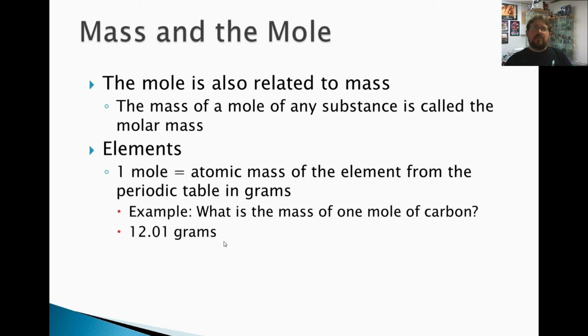Okay. So for another example, look at lithium. What would be the mass of 1 mole of lithium? Well, lithium's atomic mass is 6.94. Put grams after it. There's the mass of 1 mole of it.